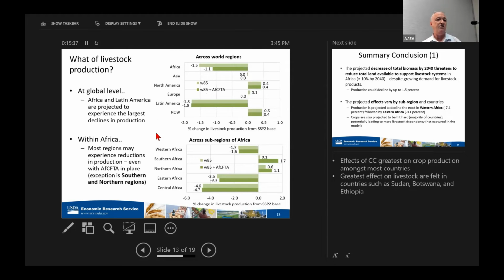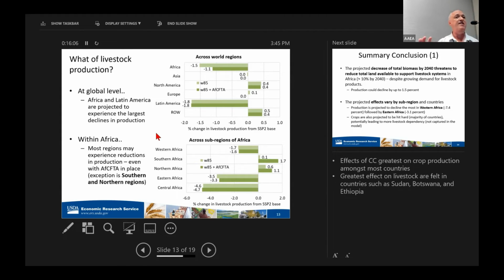And what of production? Again, not surprising. We see obviously that Africa and Latin America experience the biggest declines in livestock production. However, for Africa, that reduction is also tempered with introducing the free trade area as well. And within Africa, while many experience reductions in production, the exception is actually Southern and North Africa.